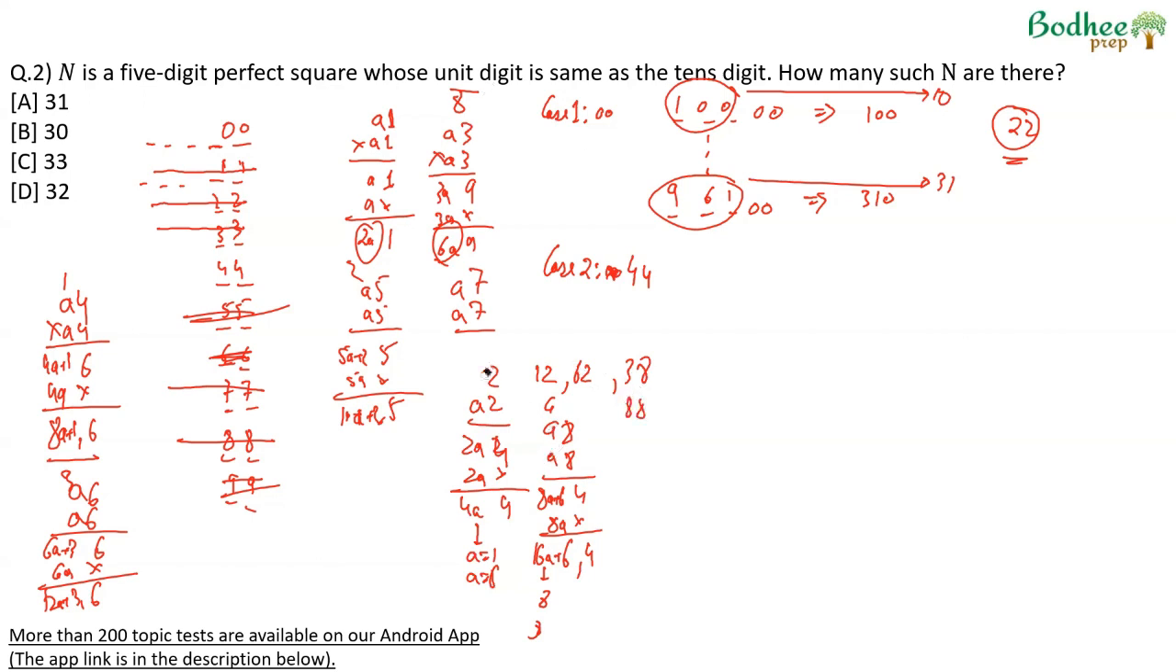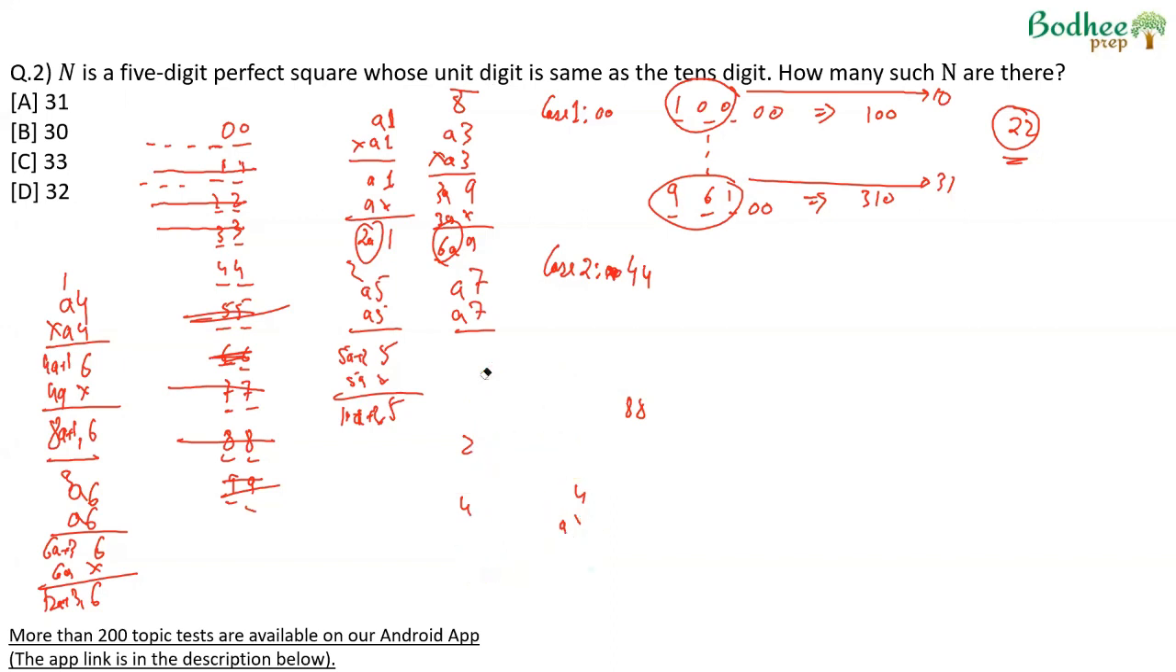Again, I did not know the rule, so I had to calculate. The generic rule for this is 50n plus or minus 12. Any number which is of the form 50n plus 12 or 50n minus 12, the square of these numbers will end in 44.